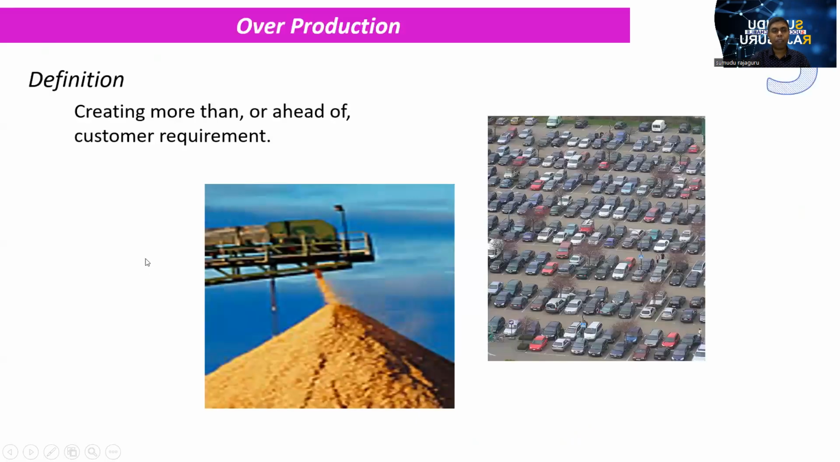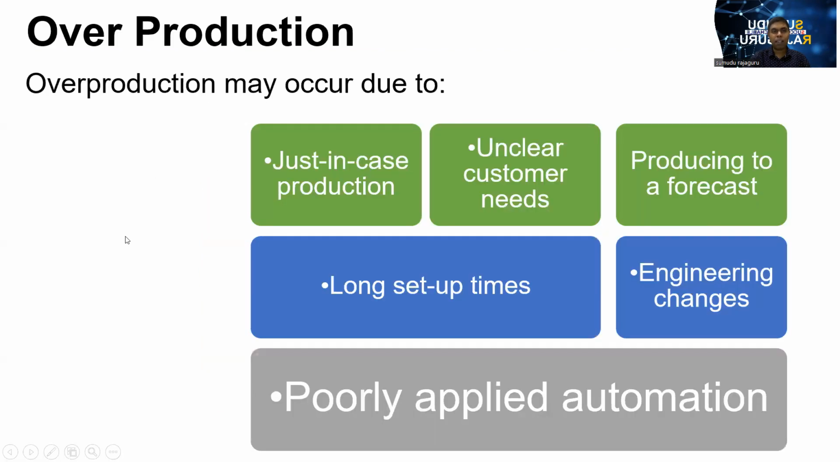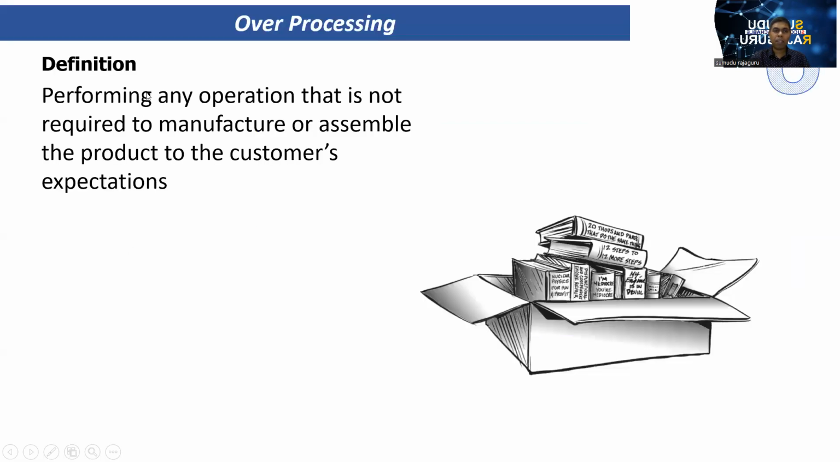Fifth one, overproduction, creating more than or ahead of customer requirement. These are the causes: just in case production, unclear customer needs, producing to a forecast, long setup time, engineering changes, poorly applied automation. So those are the reasons to create the extra production, overproduction.